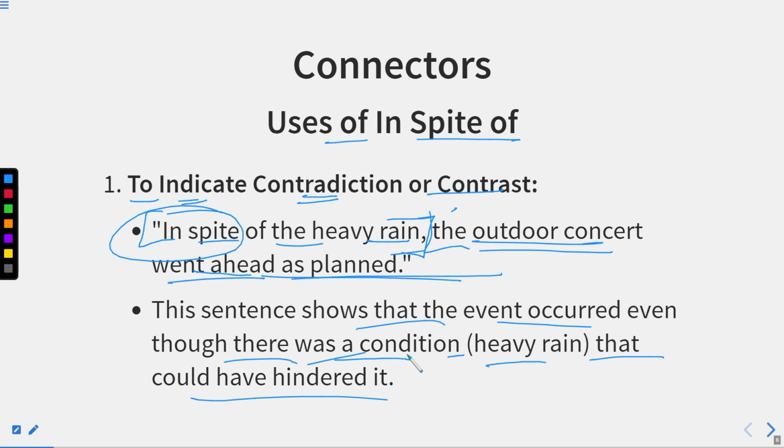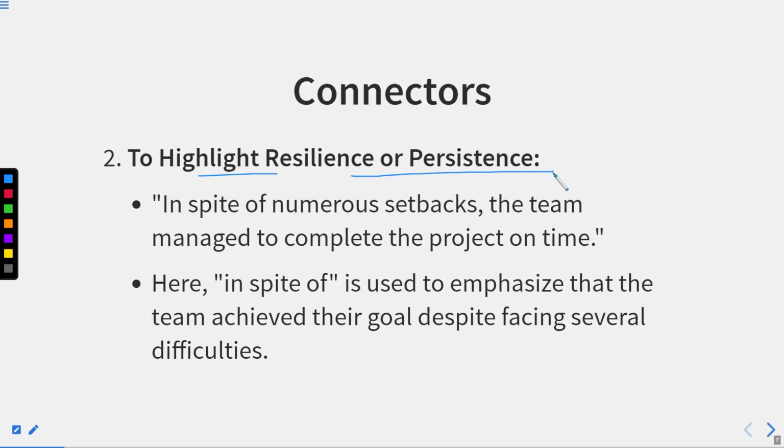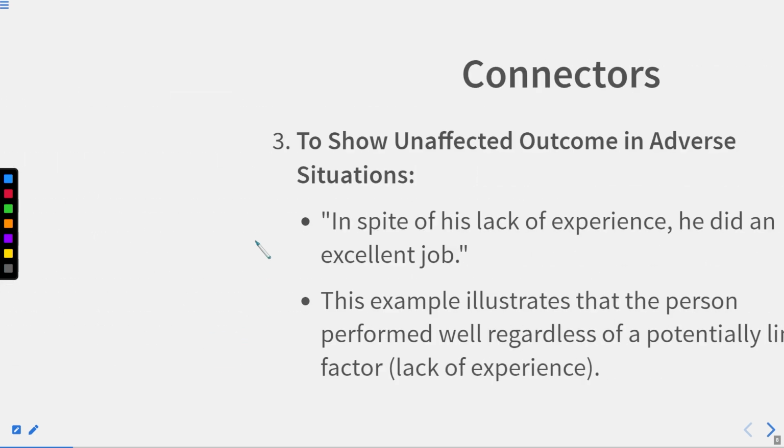To highlight resilience or persistence: in spite of numerous setbacks, the team managed to complete the project on time. It means there were many hindrances or obstacles for the team, yet they completed the project on time. Here, "in spite of" is used to emphasize that the team achieved their goal despite facing several difficulties.